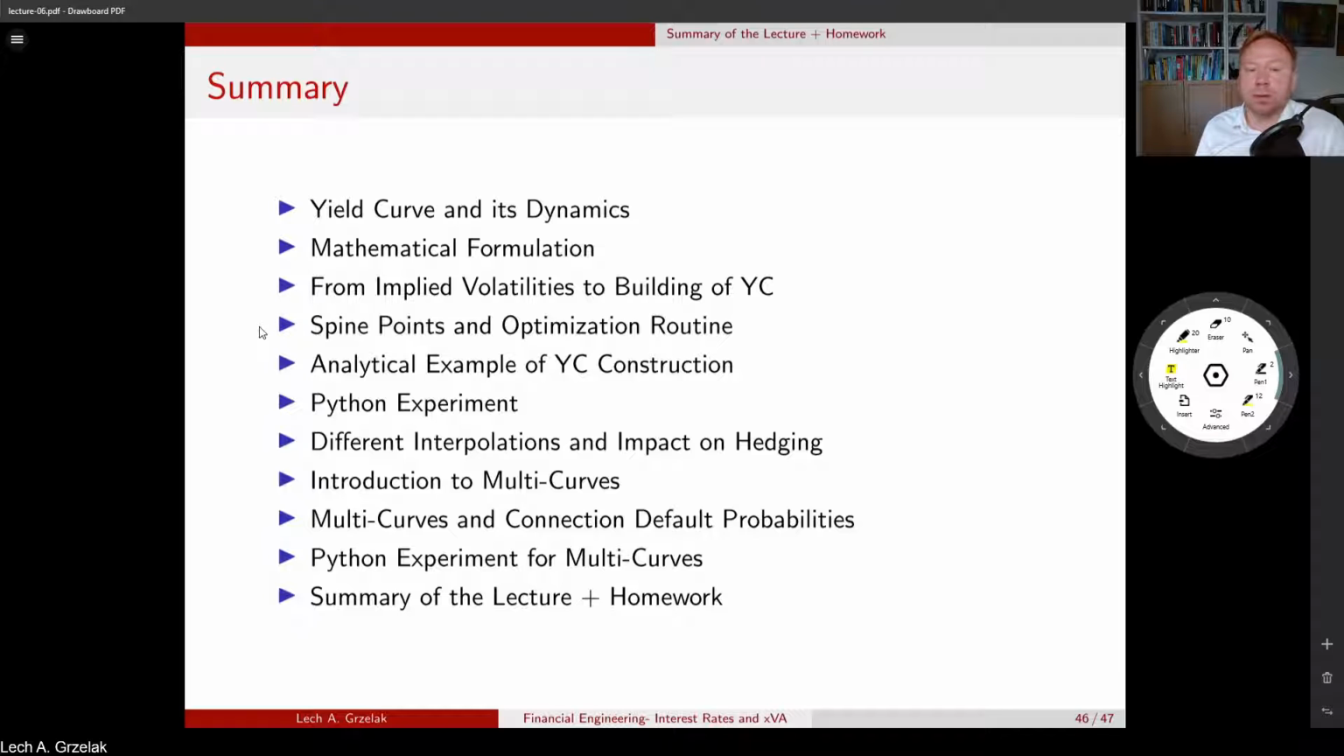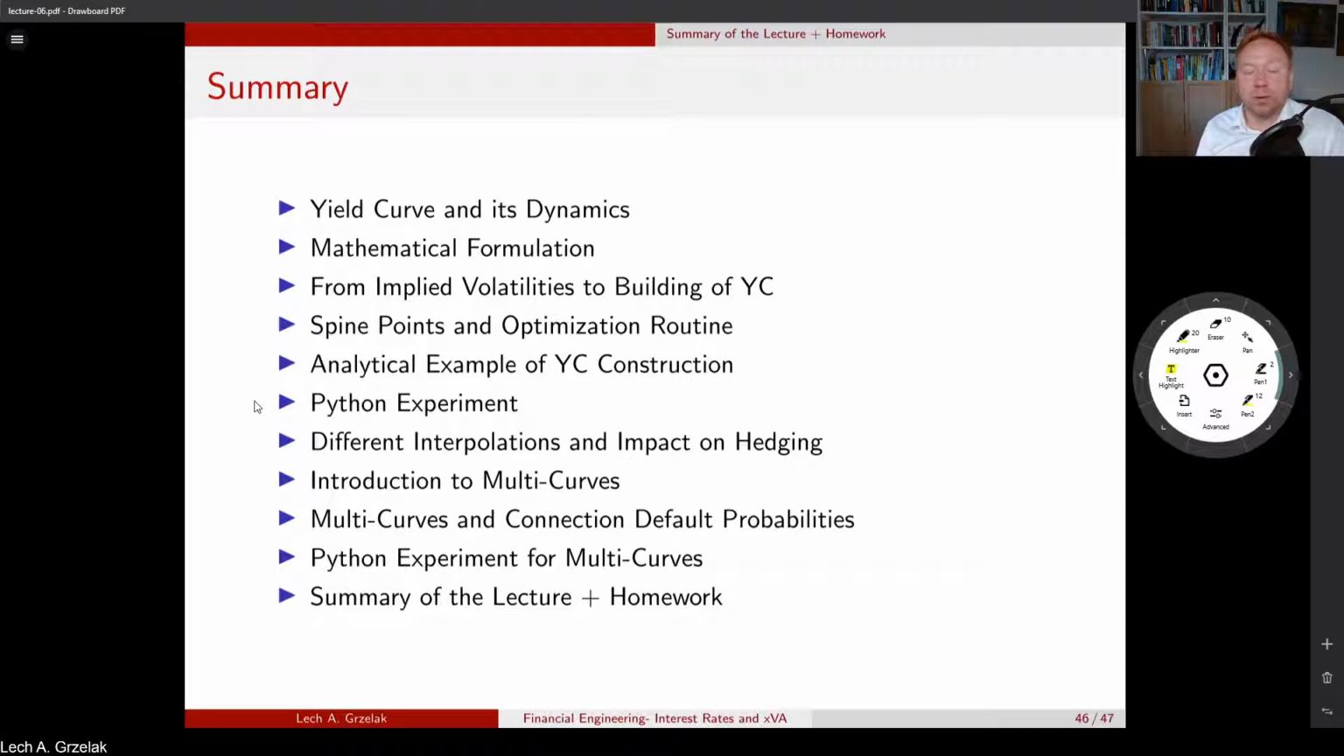Then the subject that we covered was spine points and optimization routine. So what is the impact of the different optimization routines and how this is related to the calculations of spine points. Something new, of course, was the analytical example of a yield curve. I always find this example quite funny, because normally we just handle everything in the computer, but here step by step we illustrated a simple example of how to do it yourself on a piece of paper if you wish.